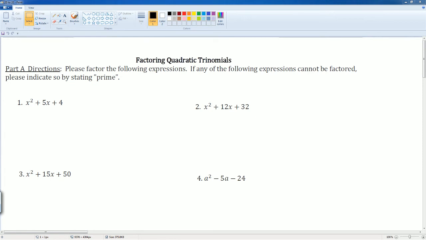Welcome to the homework solution tutorial on 2D to 2E. It says to factor out the trinomial. Part A, you're going to factor these out. If it's impossible, state prime. Let's look at number 1.